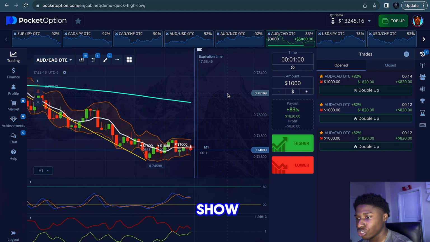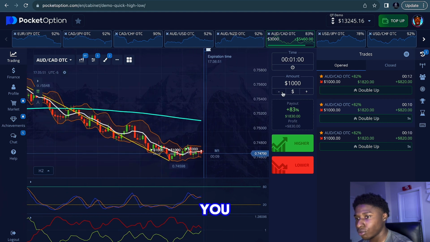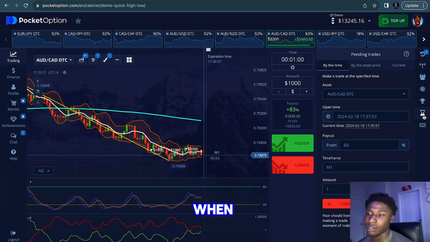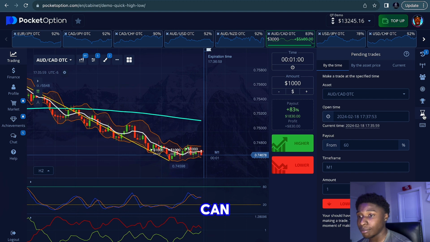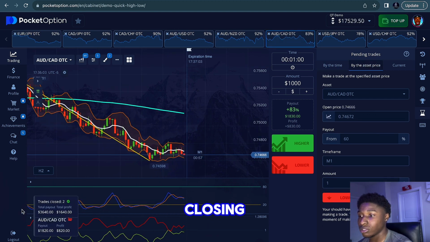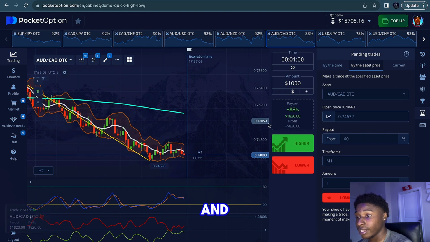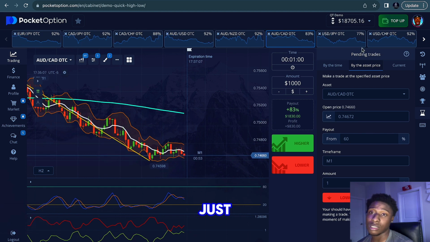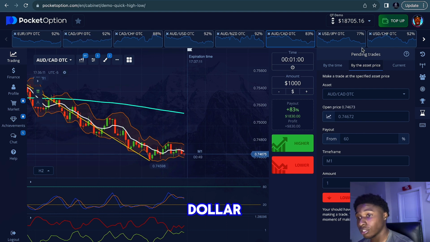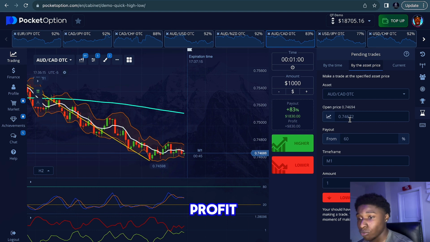And another thing I want to show you guys is, if you come right here on this hourglass, you can place trades for when the market touches, or you can place trades by the asset price. As you can see, we're closing these trades, boom, boom, boom, and that's 3 trades closed. So that means we just profited $1,000, because we lost 2 trades of $1,000 each. So we won 3,000, but we just lost 2, so profit 1K.